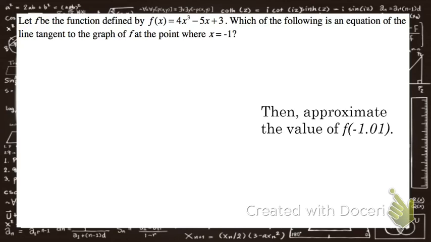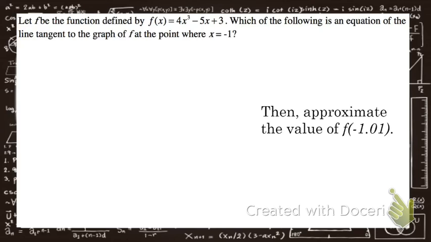So the first part of this problem says, let f be the function defined by that cubic function, which of the following is an equation of the line tangent to the graph at the point where x is equal to negative 1. Now, I took it off. So our new directions are going to be something more along the lines of, what is the equation of the tangent line at x equals negative 1?